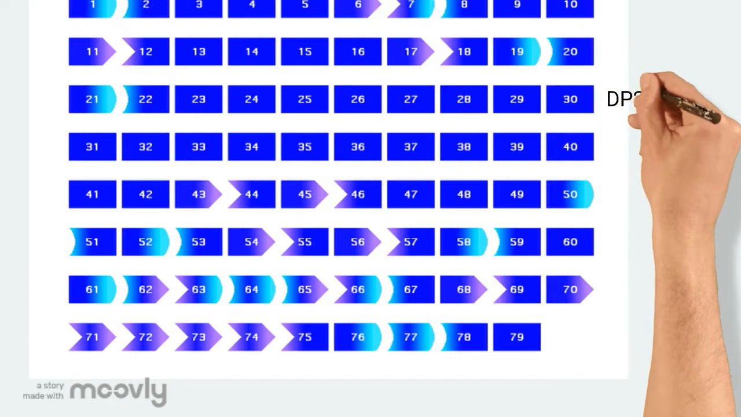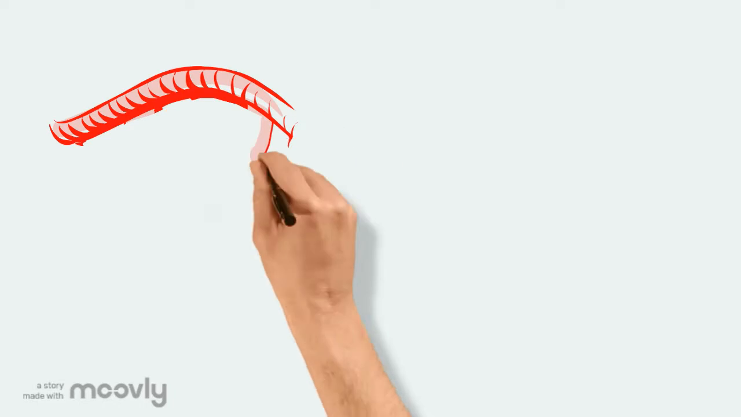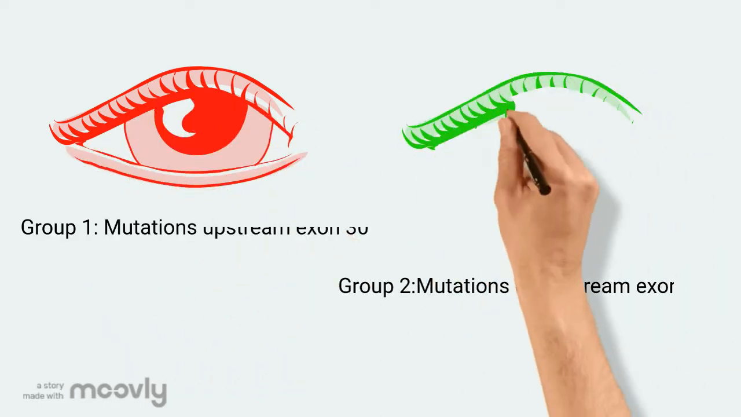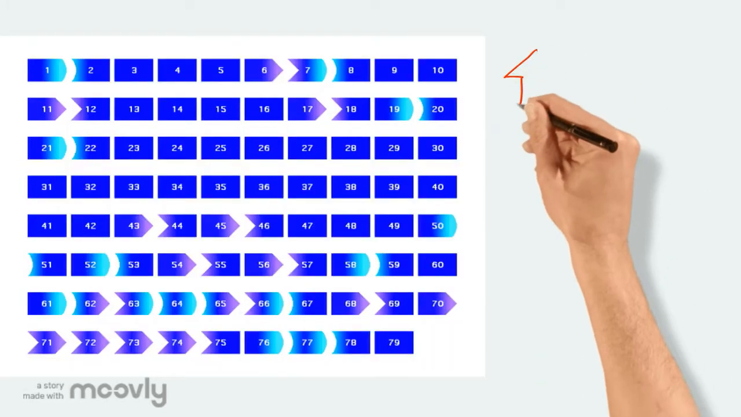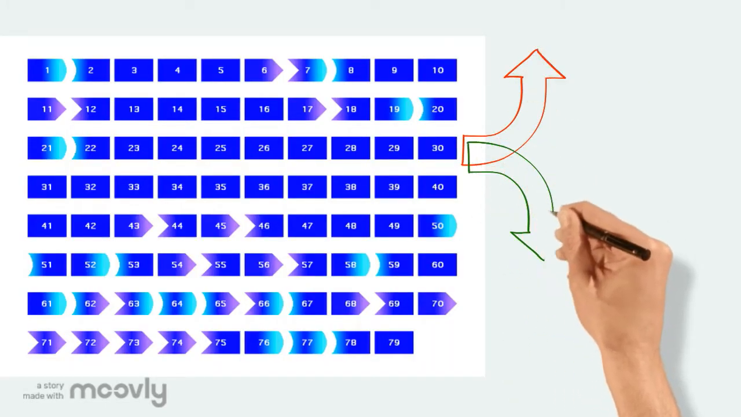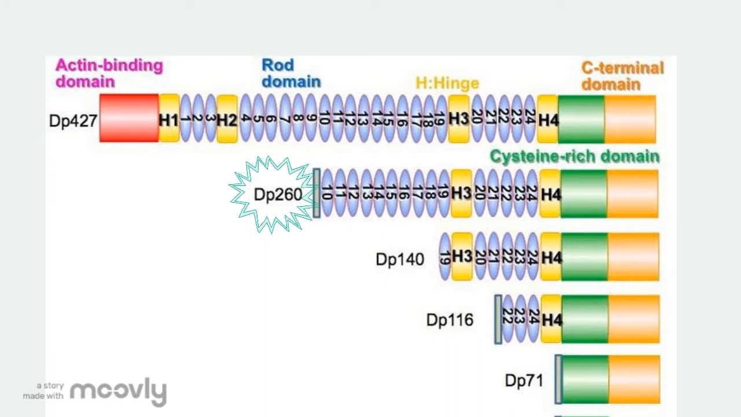That's right, DP260. Another study in 2007 examined color vision in 44 patients with DMD by splitting them into two groups, one group with patients with mutations upstream of exon 30 and the other group with patients with mutations downstream of exon 30. This study showed that patients with mutations upstream of exon 30 displayed no color defects, but 66% of the patients with mutations downstream of exon 30 showed red-green color impairment. Based on this, scientists believe DP260 is essential to retinal function.